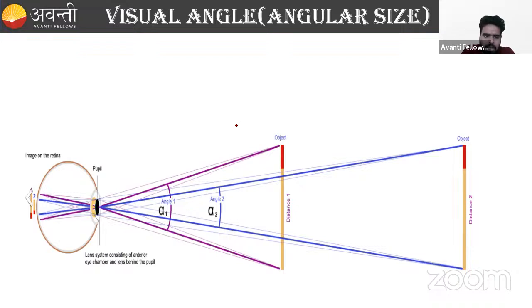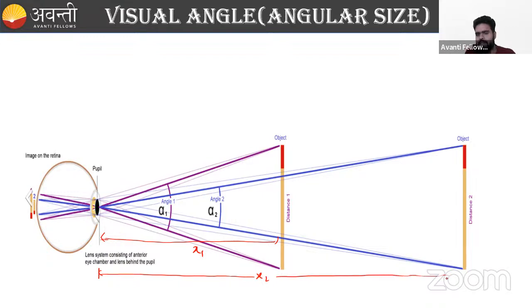Suppose this is a human eye, and an object is placed at a distance x1. It subtends an angle on the human eye. Say this angle is alpha 1. If we move the object away from our eye, say to a distance x2, then what will happen?